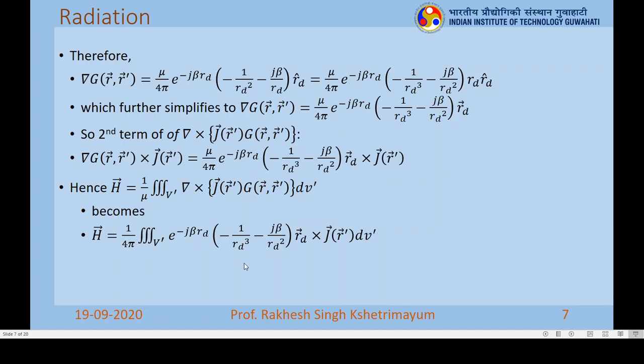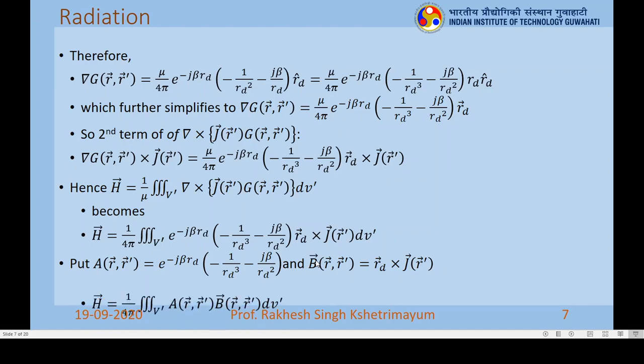I will make a simpler expression for this magnetic field by assuming, look at this term here. This term here is a scalar quantity, but this term here is a vector quantity. So I represent this scalar quantity by a scalar A and this vector quantity by another vector B. Then I can simply write the magnetic field as 1 by 4 pi, integration over the volume V', of the product of the scalar quantity A with the vector quantity B. So this is a very simple expression we have for the magnetic field.